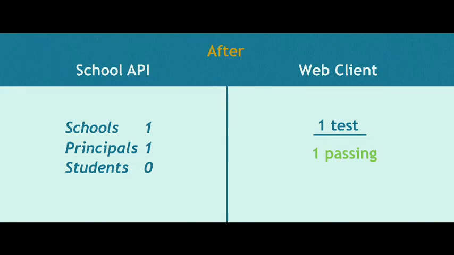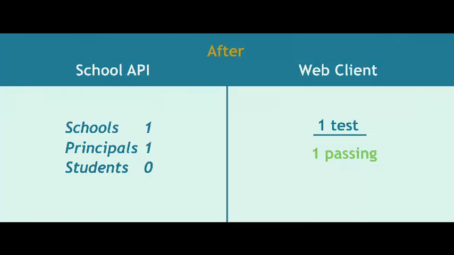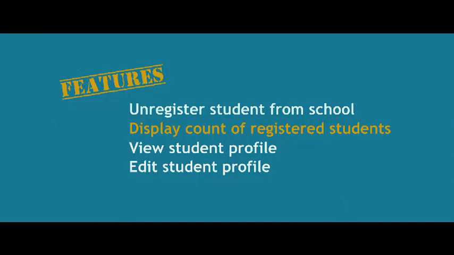That's great. We have a passing test. But we still have state that's persisting in the school API test database: one school, one principal, zero students. But we have a passing test, so let's not worry about it now. Let's move on to the next feature. This feature is that we need to display the count of registered students. So if there are 100 students, we need to display that there are 100 students registered.